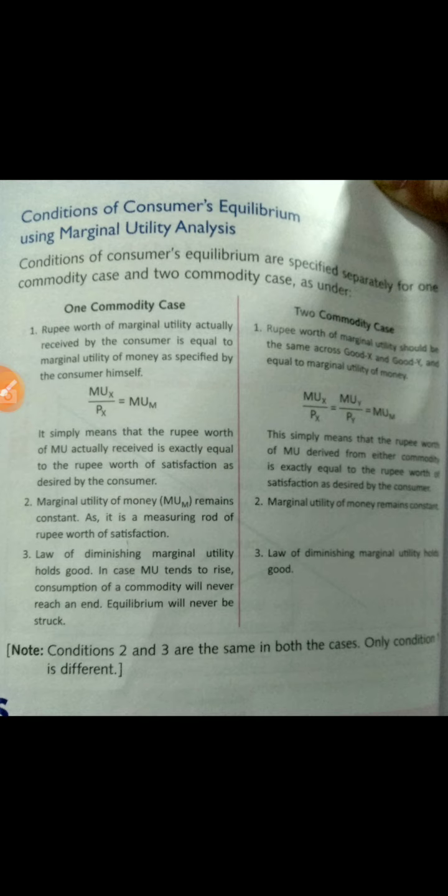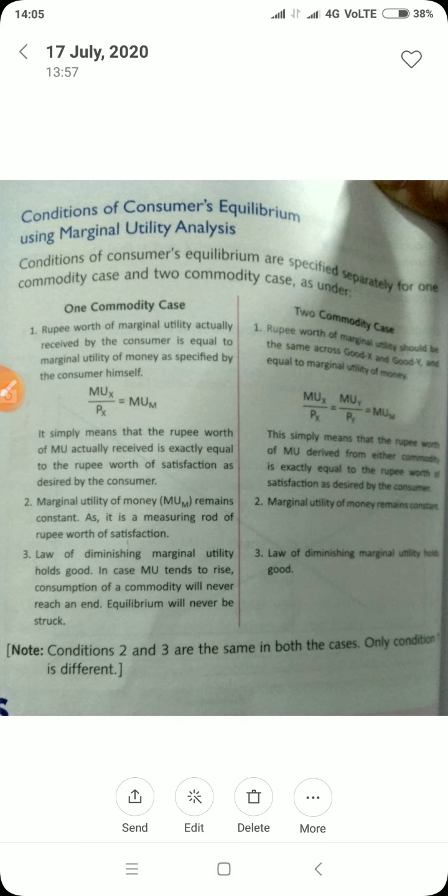Clear? Then we have the two commodity case. In the case of two commodities, similarly, rupee worth of the marginal utility should be the same across good x and good y, and it is equal to the marginal utility of money. That means he is able to get equal satisfaction, whether he is using good x or good y, and it is equal to the marginal utility of money. Clear?